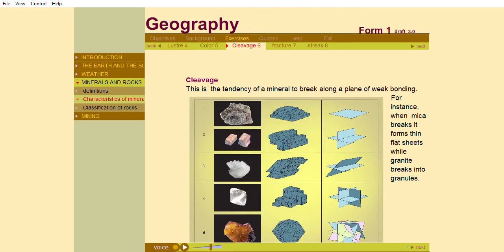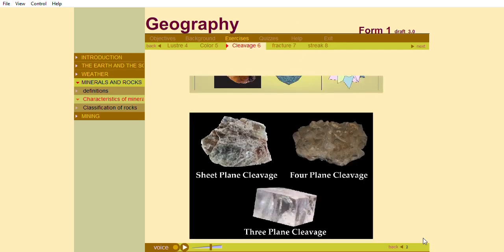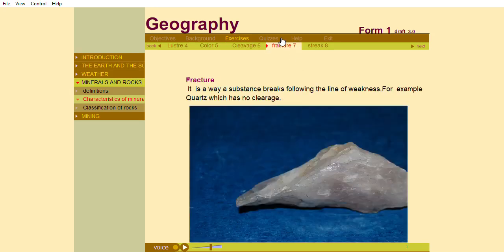Cleavage. This is the tendency of a mineral to break along a plane of weak bonding. For instance, when mica breaks, it forms thin flat sheets, while granite breaks into granules. Fracture. When minerals break into irregular shapes, sizes, and pieces, they are said to fracture. For example, quartz.